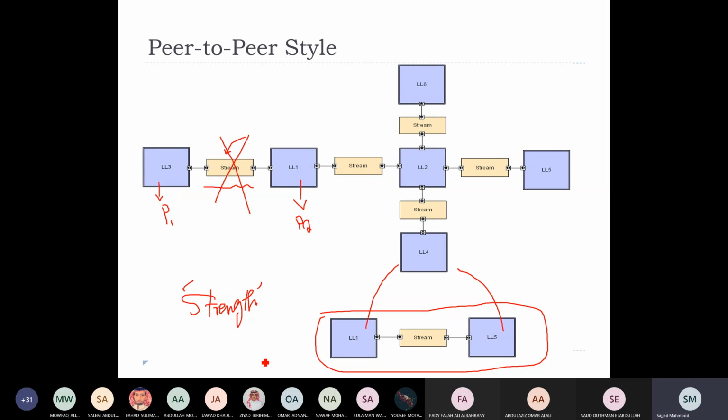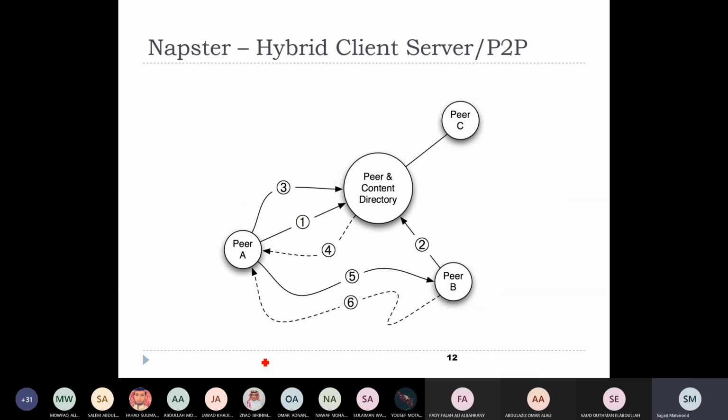Let's see a practical side of these P2P systems. Have you heard about Napster? By the way, Napster is now dead. It's just not active anymore. Have you heard about it? For me, no.